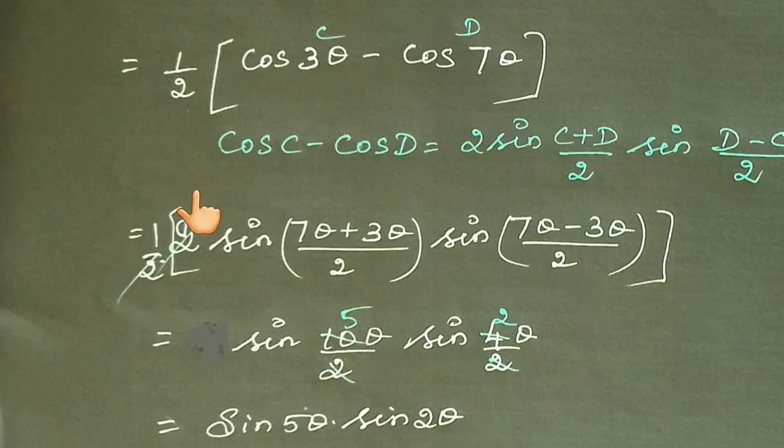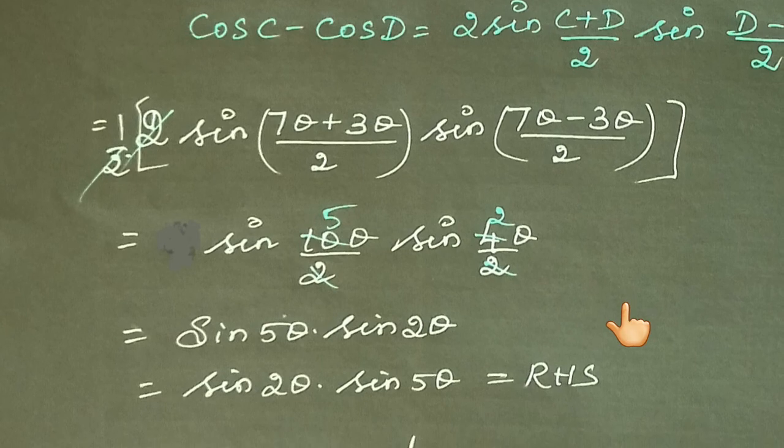Now cancel 2 in the numerator and denominator, you have 2, so cancel it. 7 theta plus 3 theta is 10 theta. 10 theta by 2 becomes sin 5 theta. And here when you subtract, it becomes 4 theta. 4 theta divided by 2, cancel it, we get 2 theta. Therefore, we have got sin 5 theta into sin 2 theta.